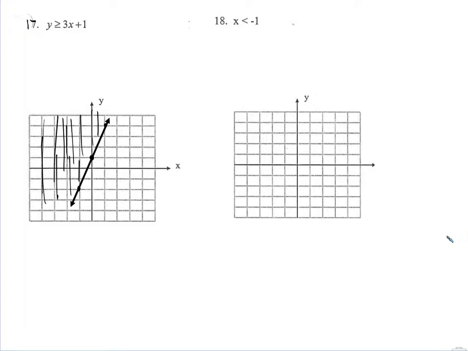All right, so x is less than negative 1. So I go to negative 1 on the x-axis, which is this axis. I should have labeled that x. And negative 1 is right there. And is it going to be a dashed line or a solid line?